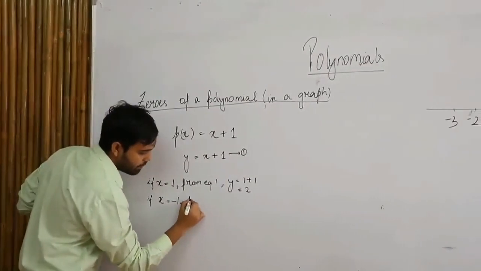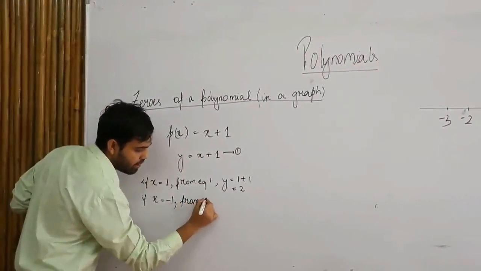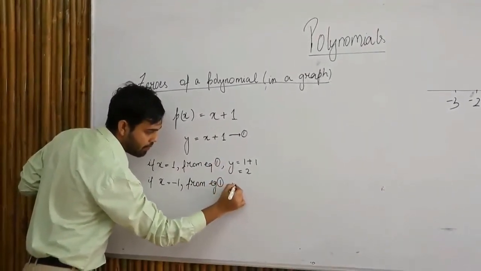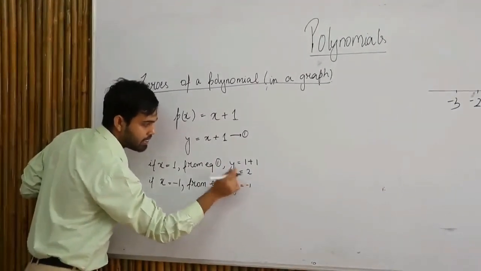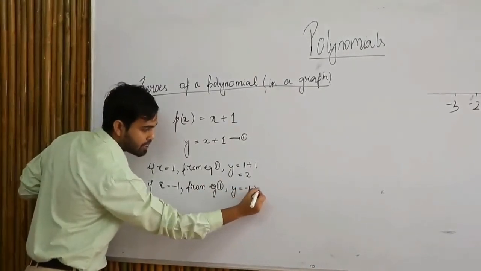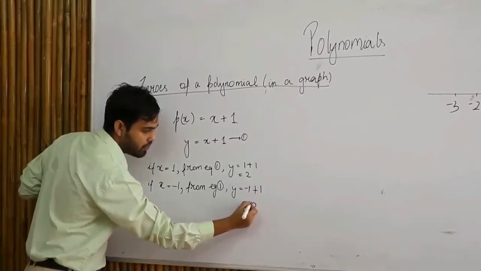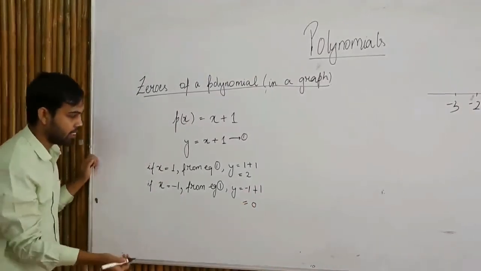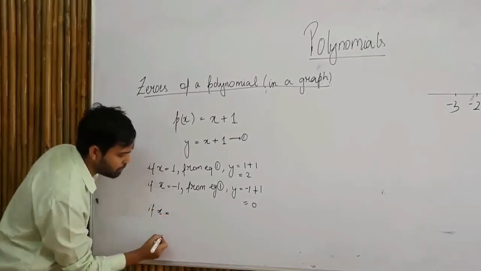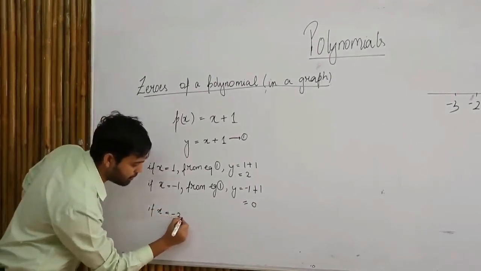So from equation 1, I have my y equal to minus 1, instead of x I am putting minus 1. So I have minus 1 plus 1, which is equal to 0. Okay, let me take the third value. Suppose I am taking x to be equal to minus 2.